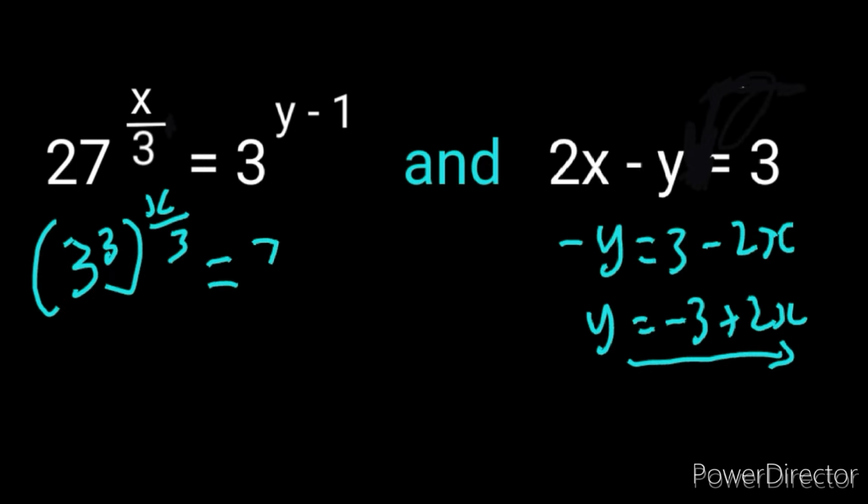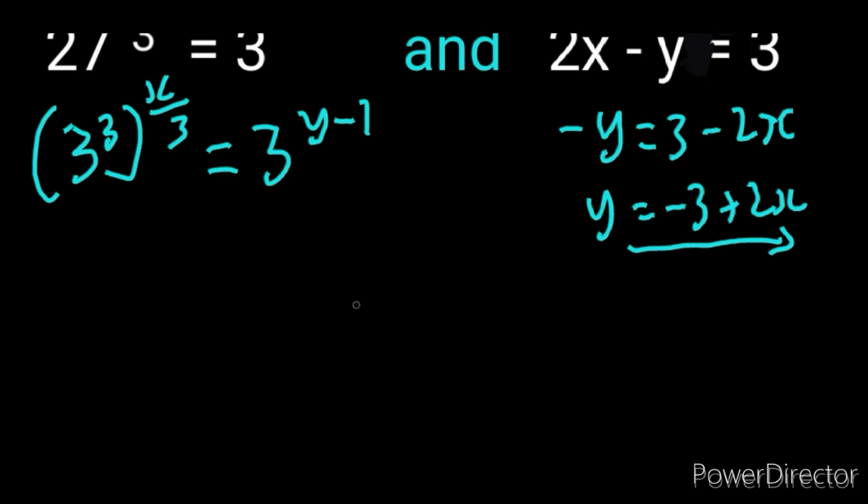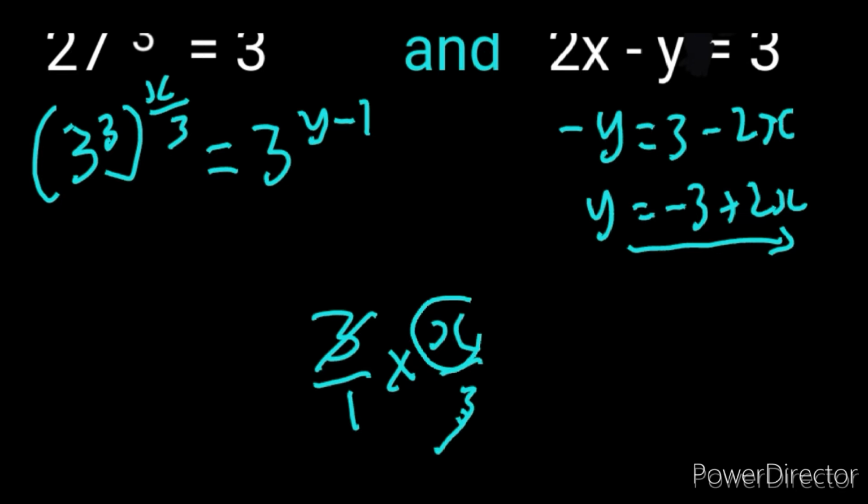Now we're going to have 3 to the power of y minus 1. Whenever we've got something like this, according to the laws of exponents, we have to multiply these two. Whenever we see brackets, we know we have to multiply. Notice that this particular 3 is the same as 3 over 1. Then we're going to have times x over 3. Whenever we're multiplying fractions, and something is the same but one is the numerator and the other is the denominator, they both cancel. So this will cancel and just leave x.